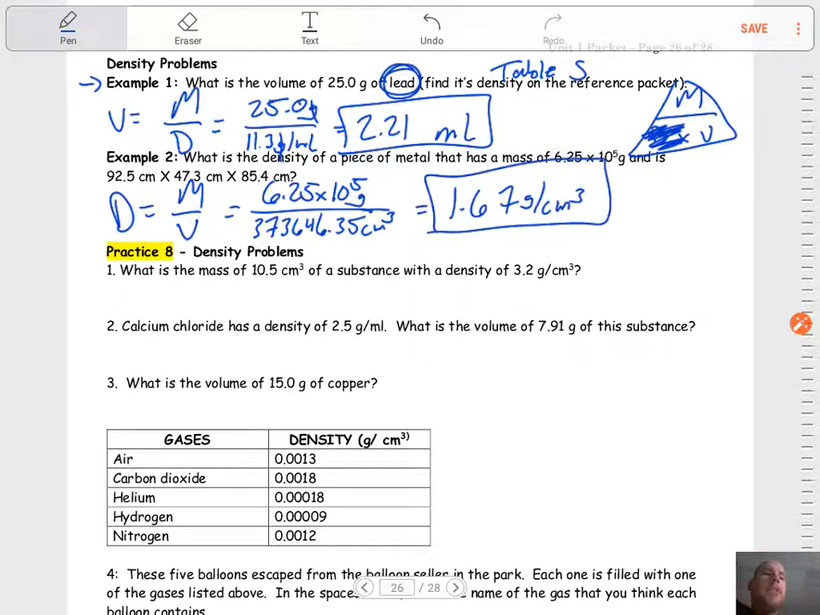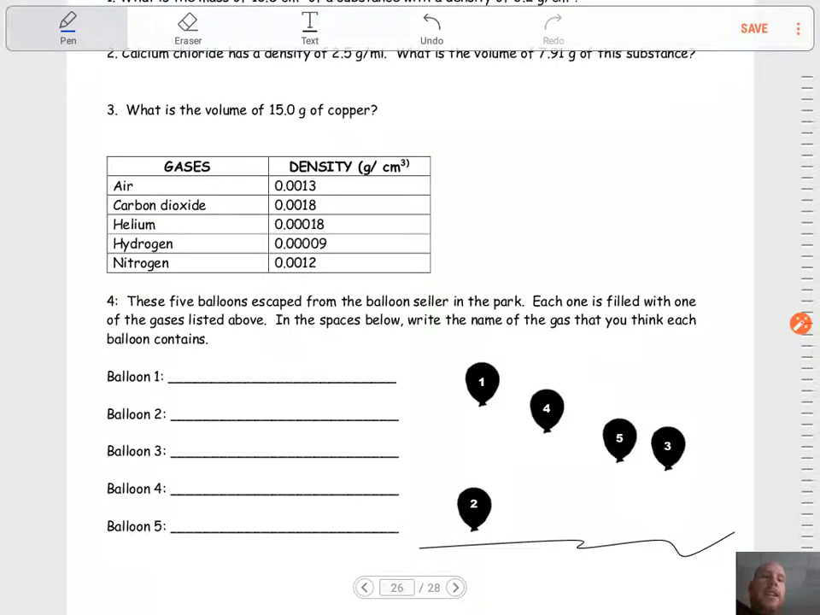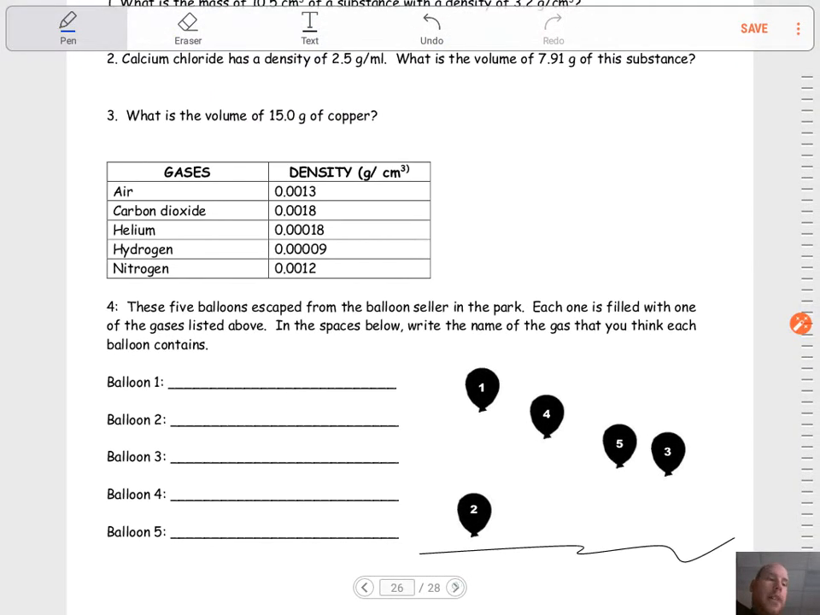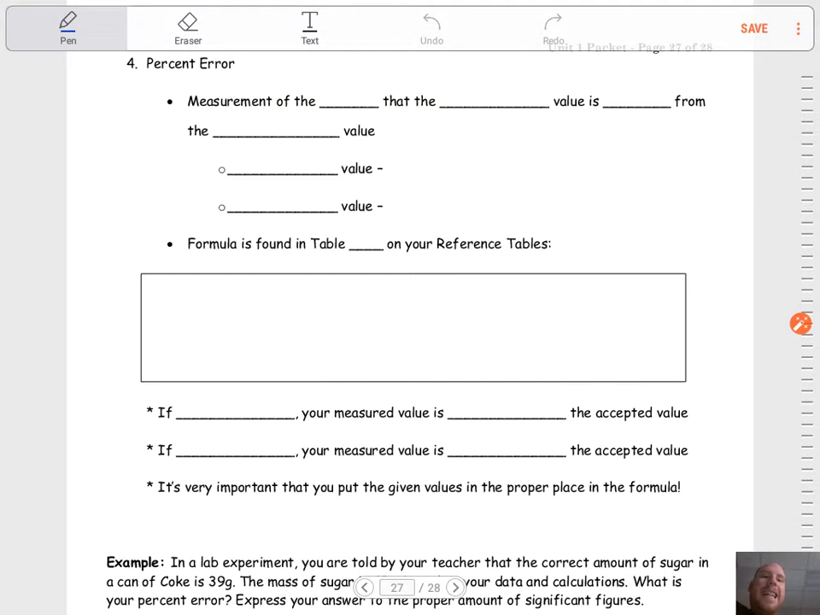Units. You got to make sure, guys, that you have your units in the end of a problem. If you don't, you will lose points. So this practice 8 is dealing with density. I'm not going to go over this right now. You can pause the video and do the practice for this now, or I'm going to continue on and talk about the last type of measurement, and that's percent error.